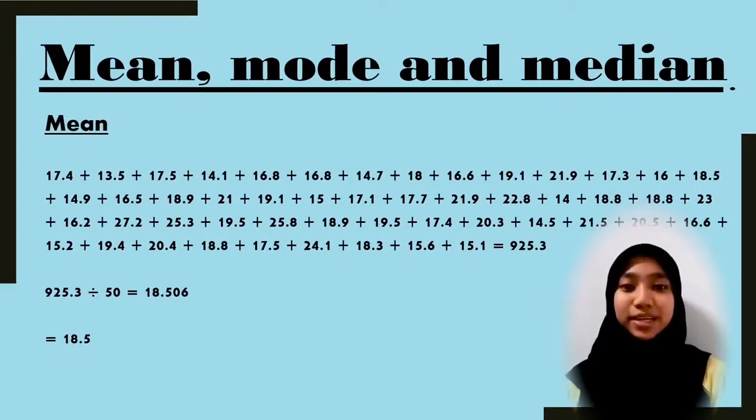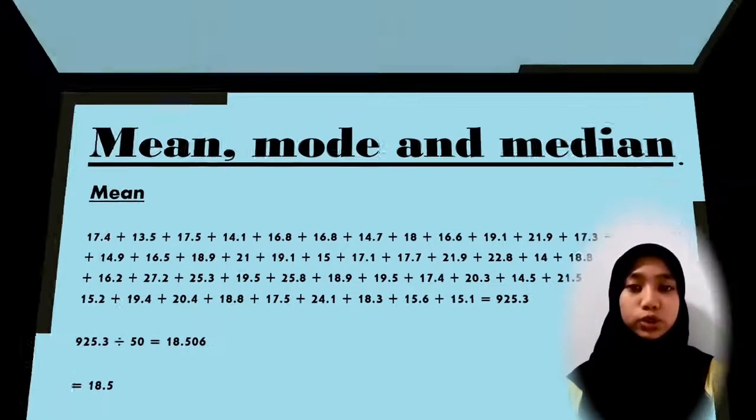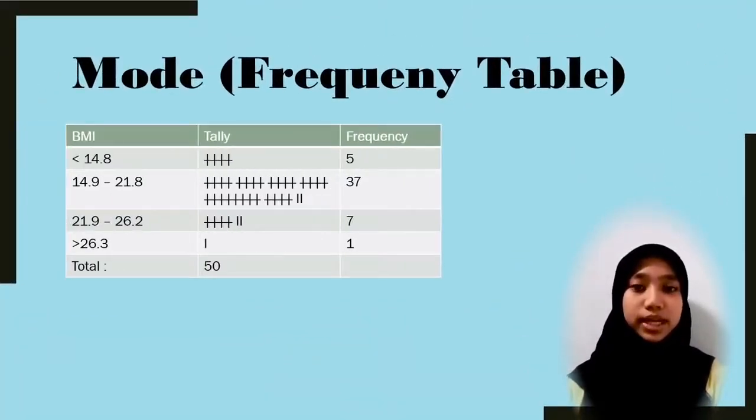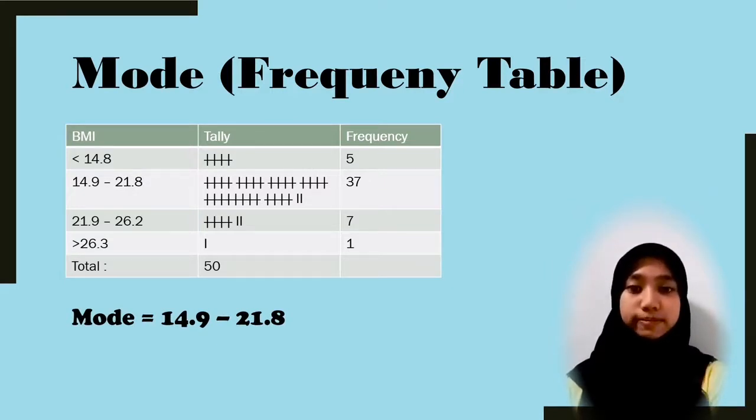For mean, we add up all the BMI of 50 SMK Sultana Asma Form 2 students and divide it by 50. The answer is 18.506. So the final answer is 18.5. For mode, we made a frequency table. We put all the information and then we calculated it. So the final answer for mode is 14.9 until 21.8, that is the normal range.